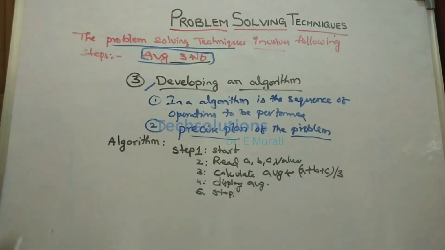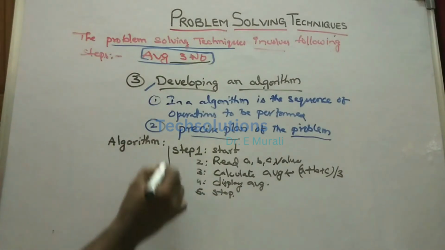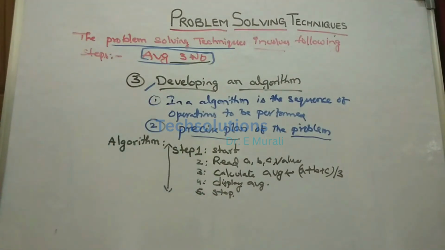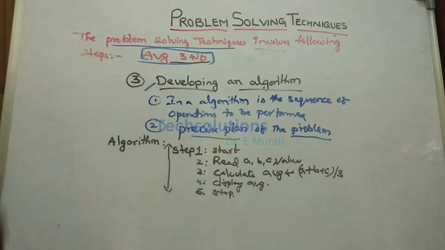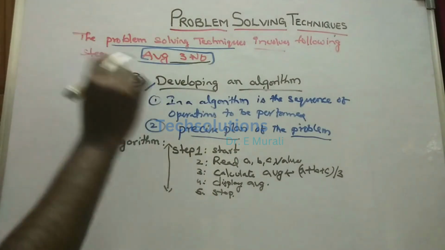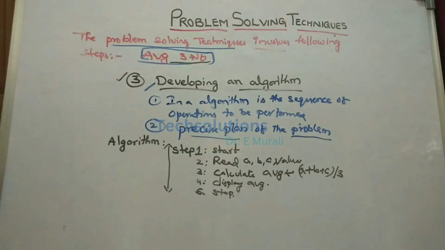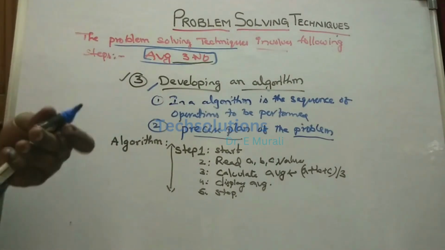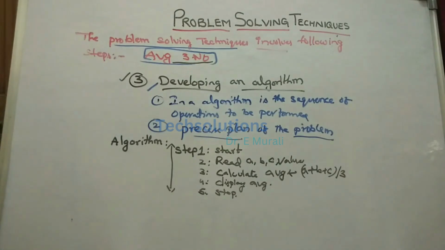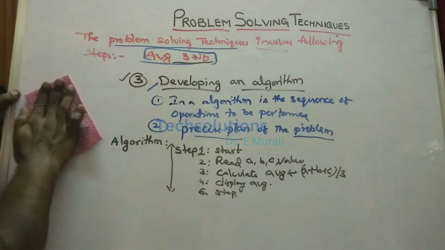That is the algorithm, a sequence of process. By using this process, I can easily understand what the problem is and how I can solve it. There is a need of developing an algorithm for the given problem statements. Clear? That is the third step of problem solving techniques. And the fourth one is writing the code for the problem statements.